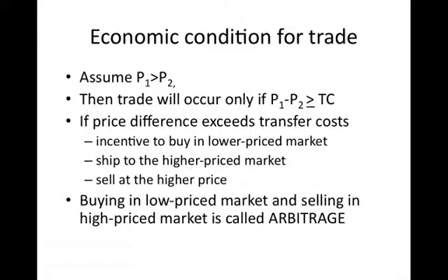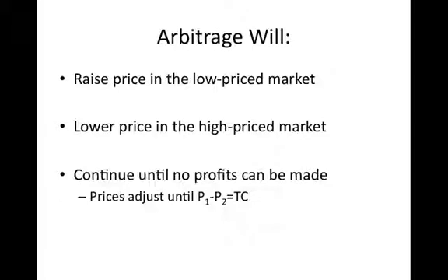So let's just assume that the price in region 1 is greater than the price in region 2. Trade will occur only if the difference in the prices is greater than or equal to the transportation costs. If price differences exceed the transportation cost, then there's an incentive to buy in the lower price market, ship to the higher price market, and sell at the higher price. And if you do that, and those price differences are still greater than the transportation cost, then you've earned a profit. So this notion of buying in a low price market and selling in a high price market is called arbitrage. And arbitrage is important because it underlies why we see prices changing when we allow for trade.